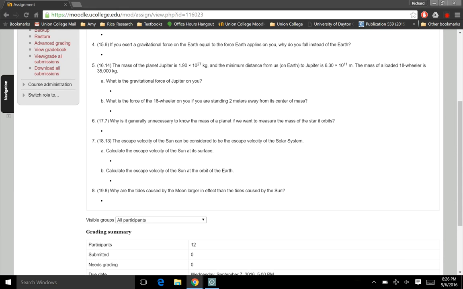The homework question says, why is it generally unnecessary to know the mass of a planet if we want to measure the mass of the star it orbits? What information do you need to know to find the mass of the star it orbits from what we just did? Okay, he said the velocity and what else? I still didn't hear you. The velocity of the planet is going around the star.